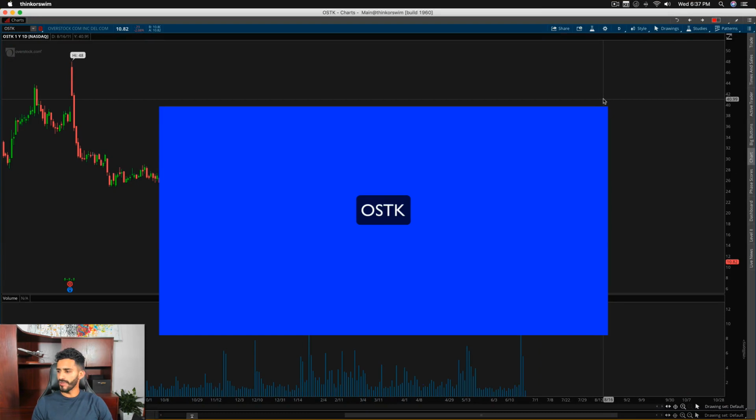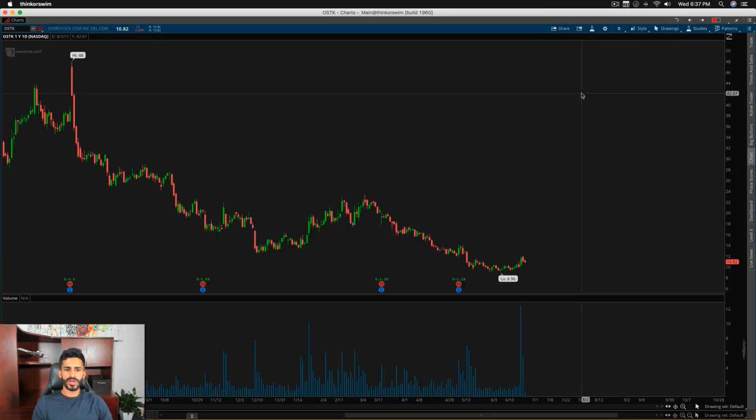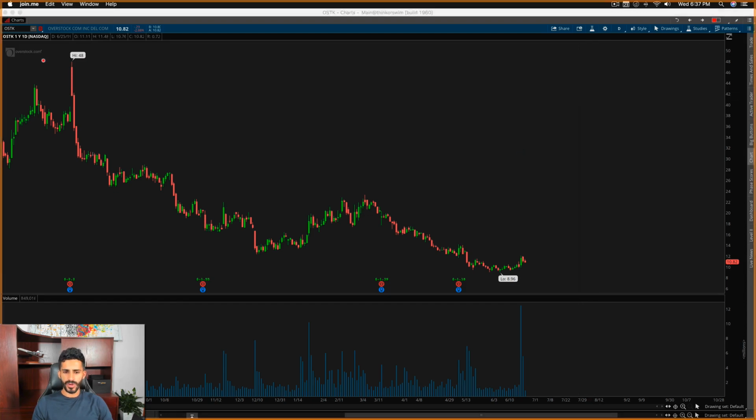All right, so here we have another example. Here we are looking at stock OSTK. We're looking at a 1 year, 1 day chart, so we're looking at a daily time frame. We're looking at a larger time frame. So now this play will be a little bit larger, right?